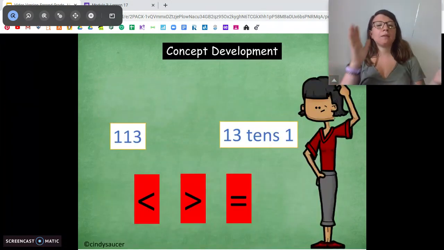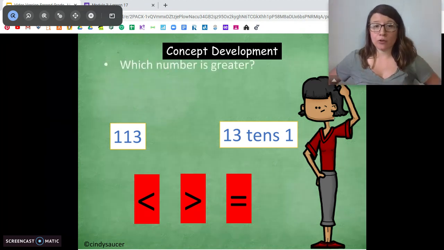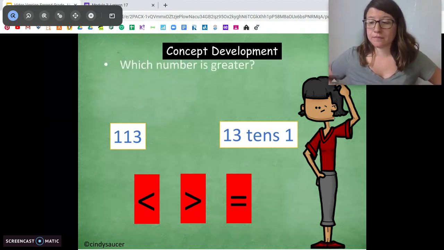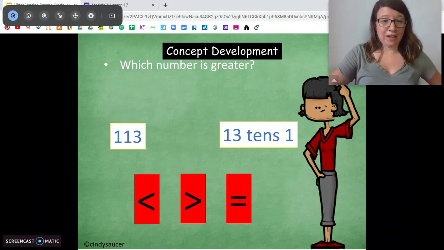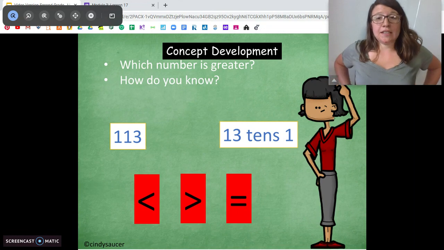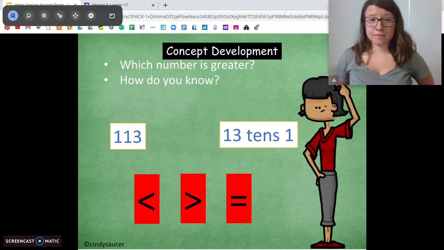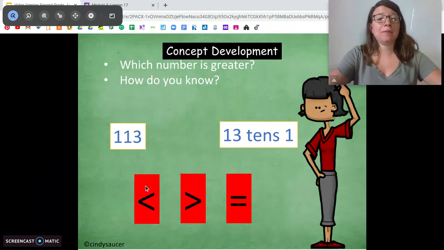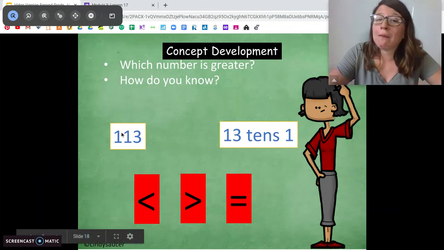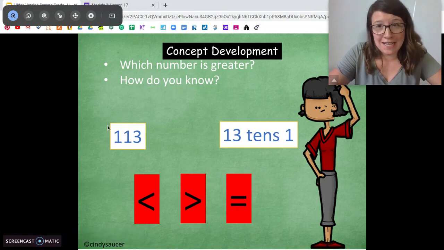Good. So we're going to compare 113 and 13 tens and 1 one. Which number is greater? Very good. 13 tens and 1 one is greater. How do you know that? Yes, when we're comparing them, the 13 tens has way more tens than this number. This number only has 11 tens.